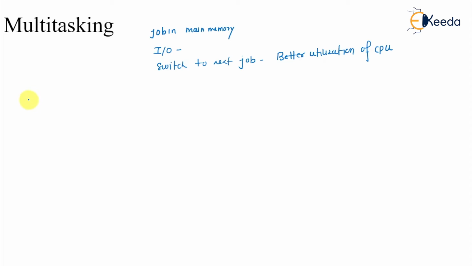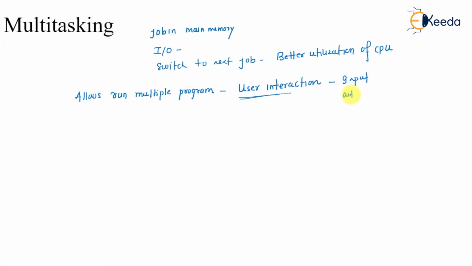Now, what multi-programming does is it allows you to run multiple programs, but what it does not guarantee is user interaction. Okay, so user interaction is something where the user can give some input or I can expect some output.